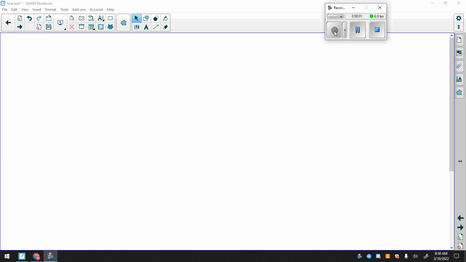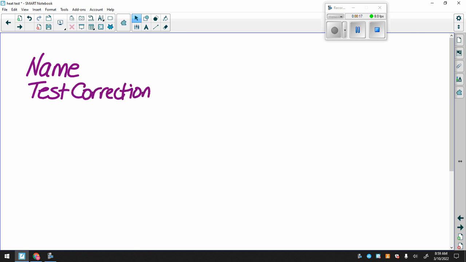Ladies and gentlemen, you're taking out a separate sheet of paper. You are writing your name on the top of the paper. You are writing test corrections for heat. You can write TC, or you can write test corrections. First and last name, always, thank you.